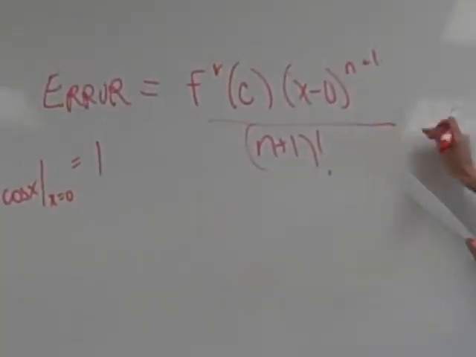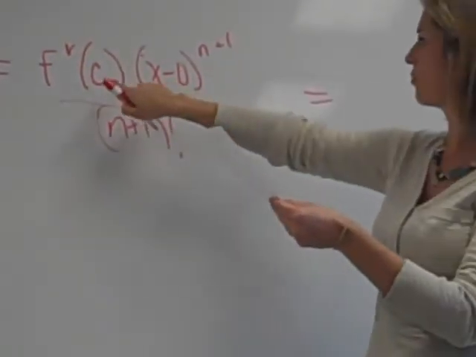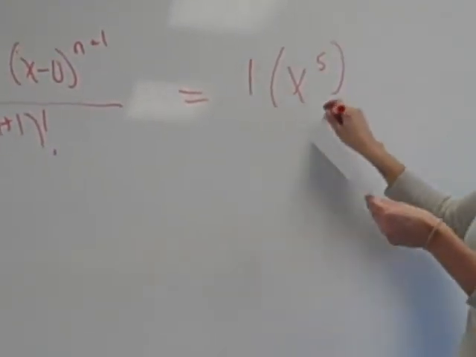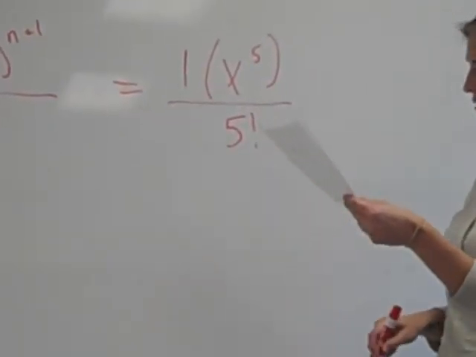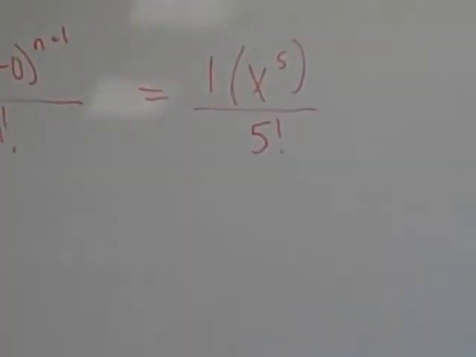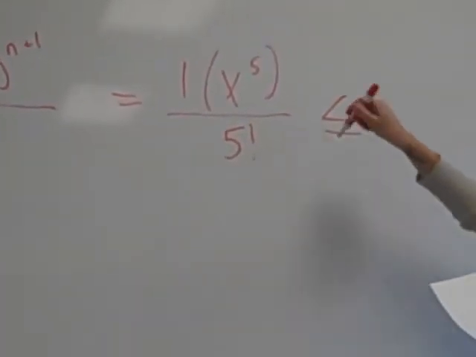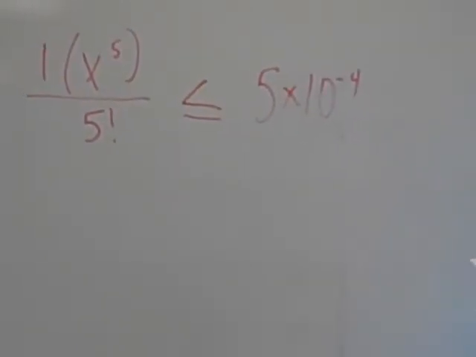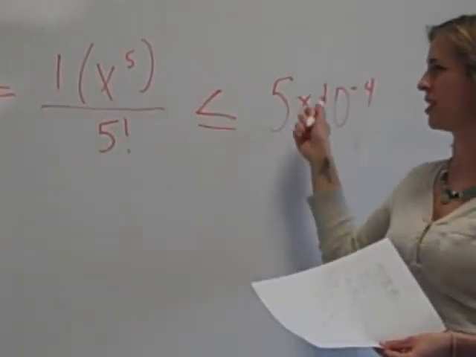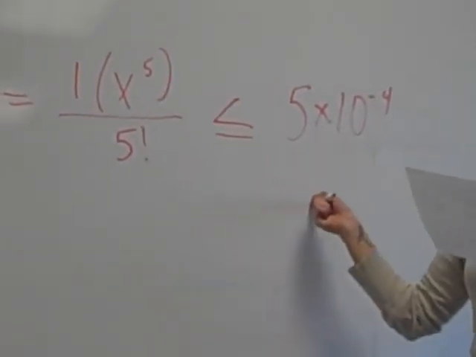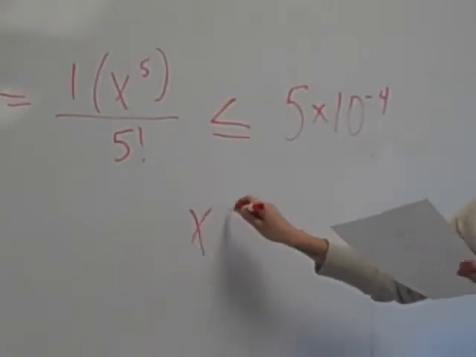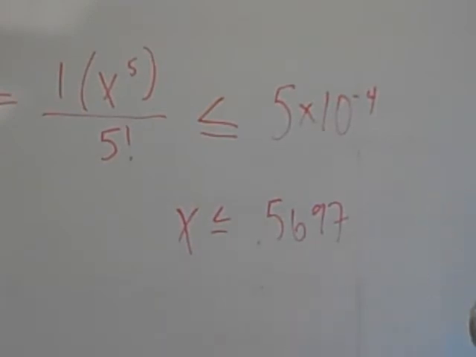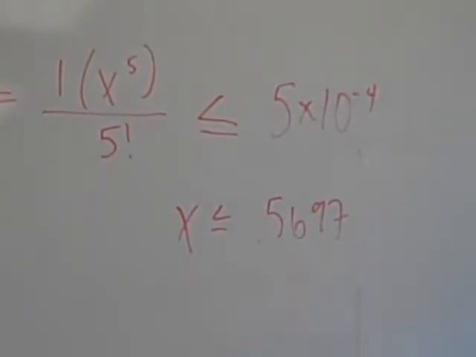So when I take my remainder formula, I just have to put 1 in for the fifth derivative times x to the fifth over 5 factorial. They want my error to be no bigger than 5 times 10 to the negative fourth, so they're asking me to find the value for x that ensures that happens. I went through and solved this, and I got that as long as x is less than or equal to 0.5697, I'm not going to have an error bigger than 5 times 10 to the negative fourth.